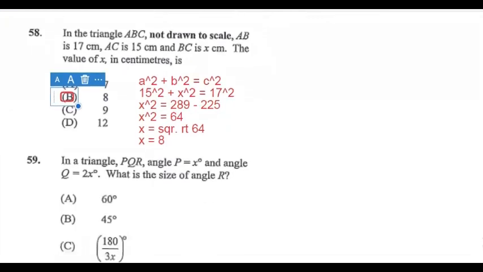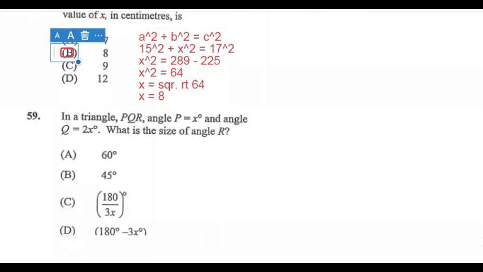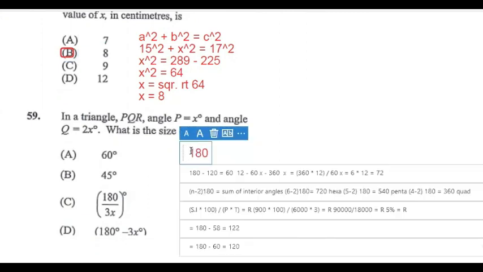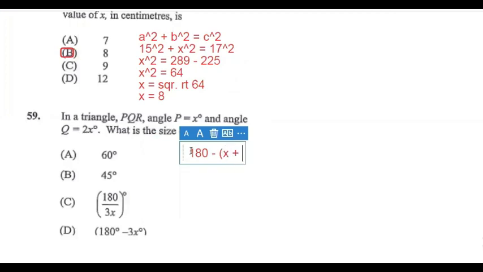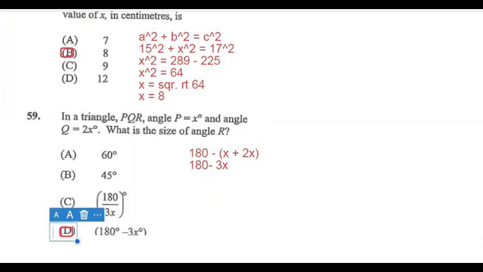Moving along to 59, in a triangle PQR, remember the total size of the angles within a triangle is 180 degrees, and angle P is x degrees, and angle Q is 2x degrees. What is the size of angle R? So the total angle is 180 minus x degrees plus 2x degrees. So therefore it is 180 minus 3x degrees. So our answer for 59 is D.